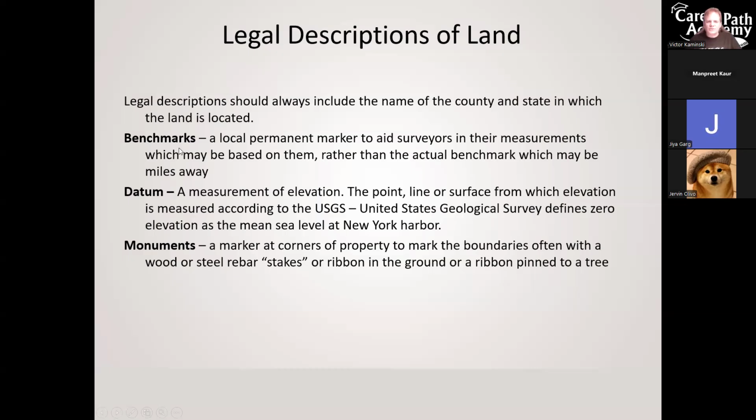Now, benchmarks are local permanent markers that aid surveyors in their measurements, which could be based on those markers, those benchmarks, rather than the actual benchmark, which could be miles away. Datum is a measurement of elevation. It's a point, line, or surface from which elevation is measured. According to the United States Geological Survey, they define zero elevation as the mean sea level at New York Harbor.